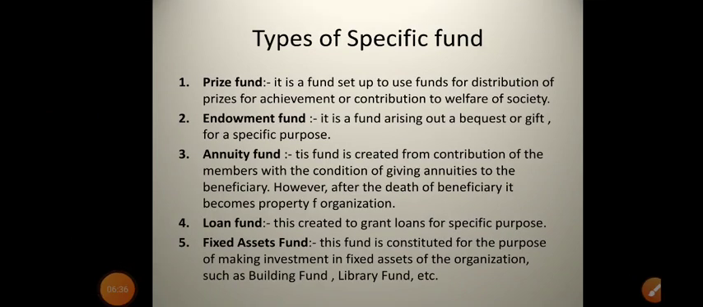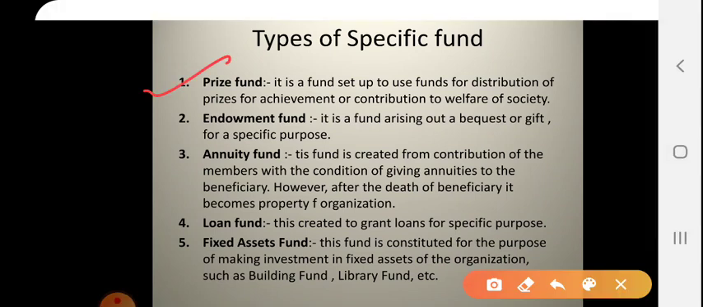Now coming to specific funds, what specific funds do we have? The first is prize fund. I told you it is the fund for distribution of prizes. The second is endowment fund. It is a fund arising out of a bequest or gift for a specific purpose. Suppose an NPO receives a gift, and that gift can be used only for a specific purpose; that is called an endowment fund.